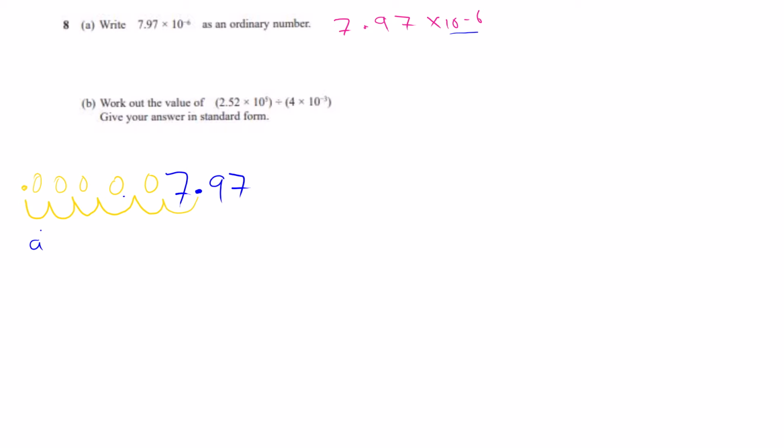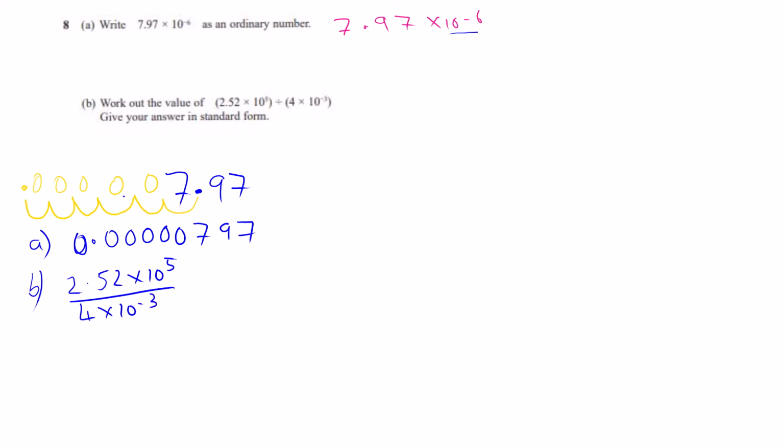So for 8a, we have 0.000000797. Okay, and that's all it's asking. So moving on to part B, we want to work out the value of 2.52 times 10 to the 5 divided by 4 times 10 to the minus 3.